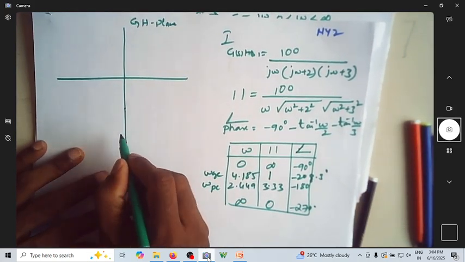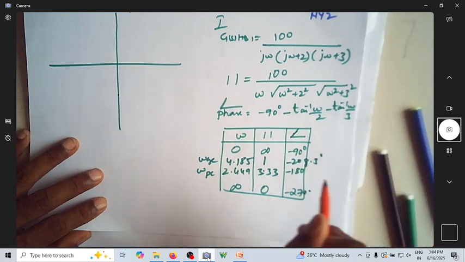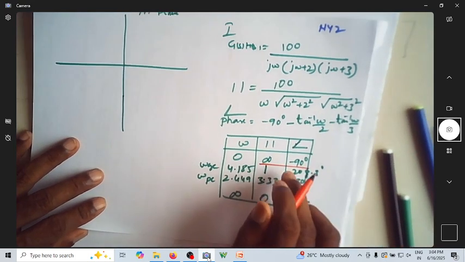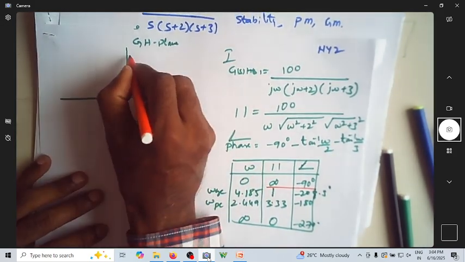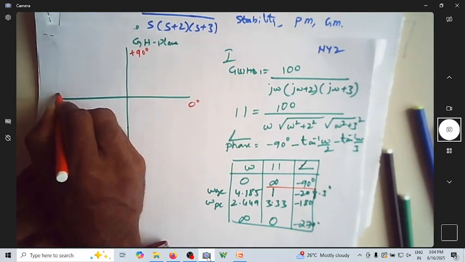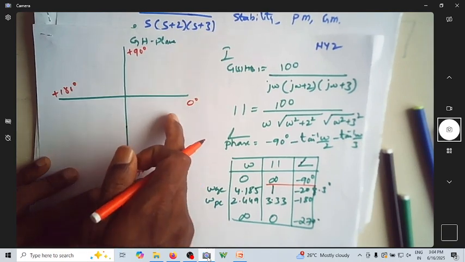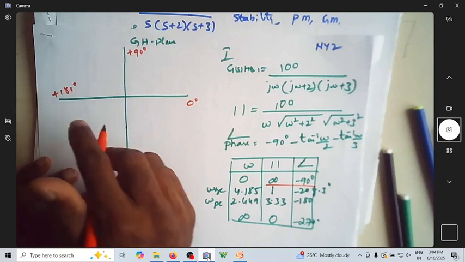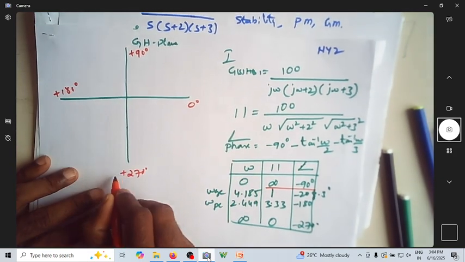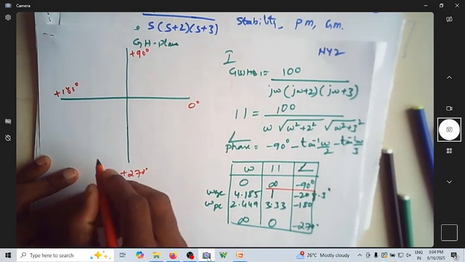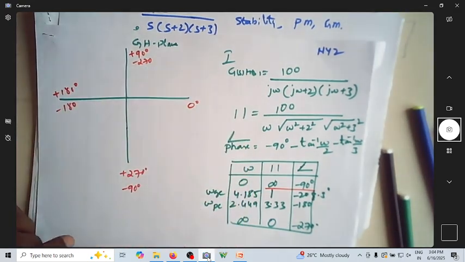Now let me draw the plot. Which is this point corresponds to infinite at an angle minus 90 degree. So we know that this is 0 degree, this is plus 90 degree, this is plus 180 degree, this is plus 270 degree. Anti-clockwise rotation is positive angle, clockwise rotation is negative angle. So this is 0 degree, this is minus 90 degree, minus 180 degree, minus 270 degree, correct?